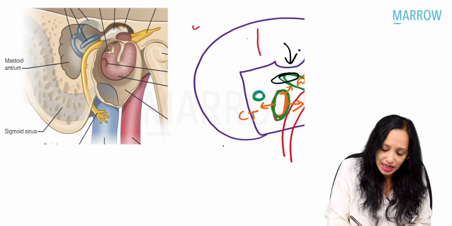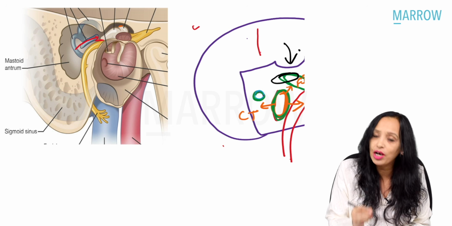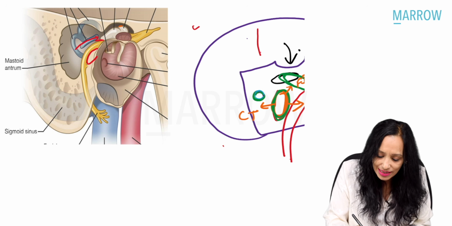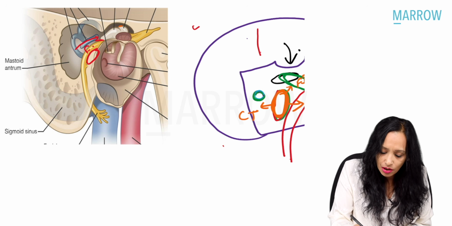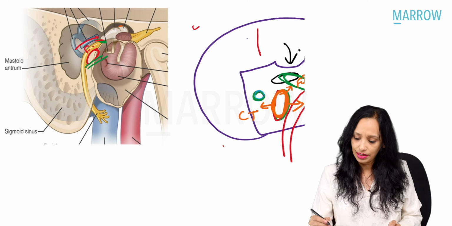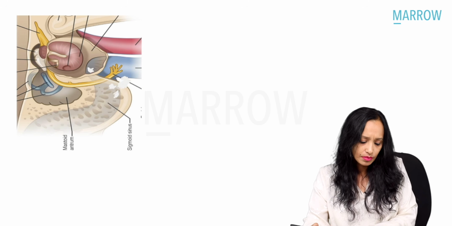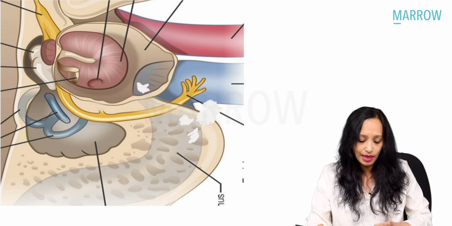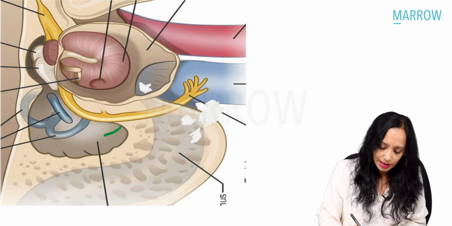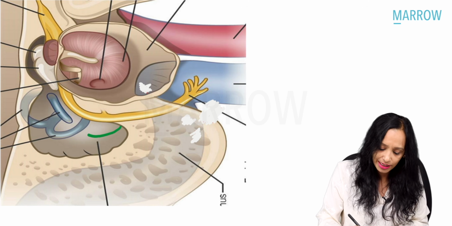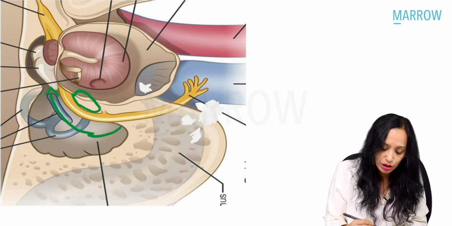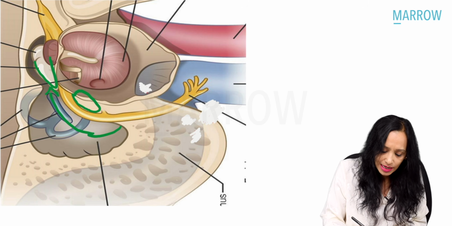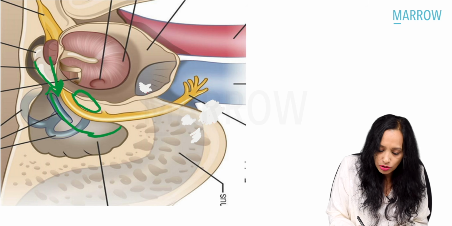So the moment you see the short process of incus, we know that we have to make an opening below that. And what is below that? This area that is bounded medially by the facial nerve, laterally by the chorda tympani, and superiorly by the fossa incudis. Is that clear? So now when the patient is lying down, that is how we operate. So how will it appear? We will drill the mastoid, and then we will make the opening here. How will we make the opening here? We will first see through the otitis the short process of incus, and below that this opening will be made.